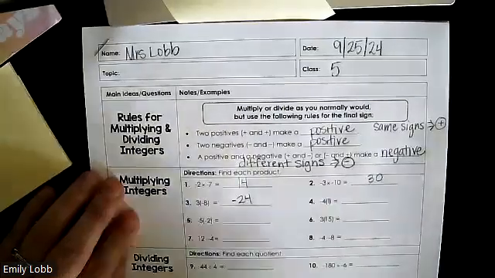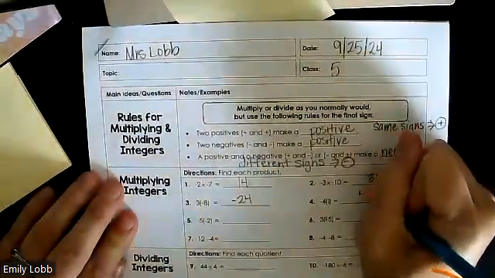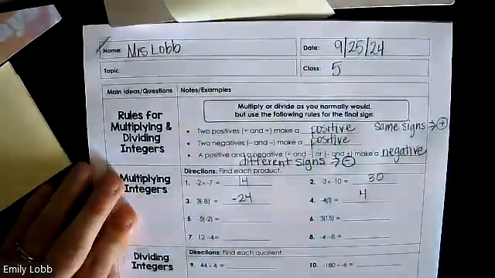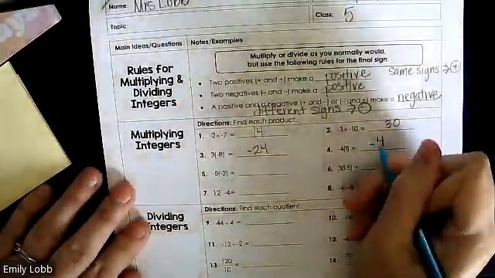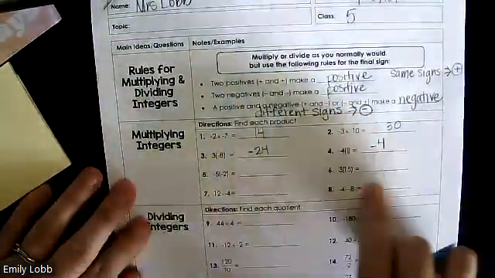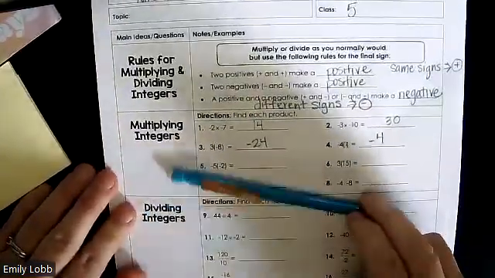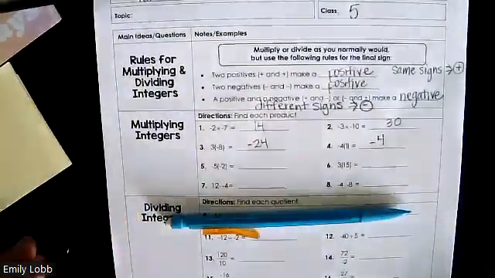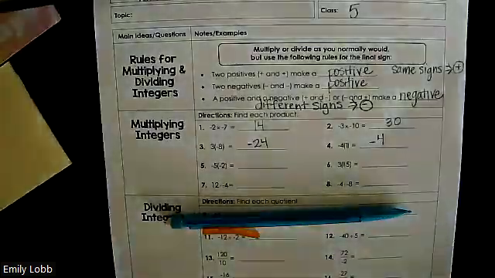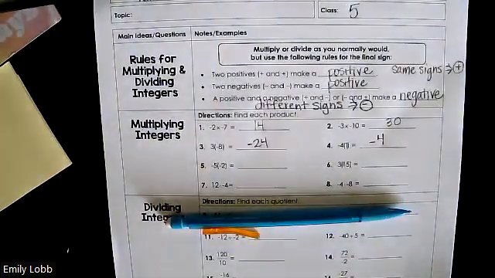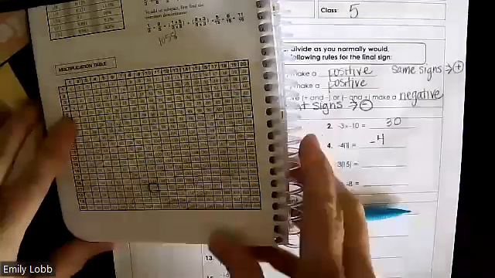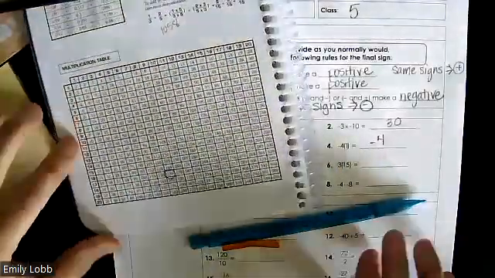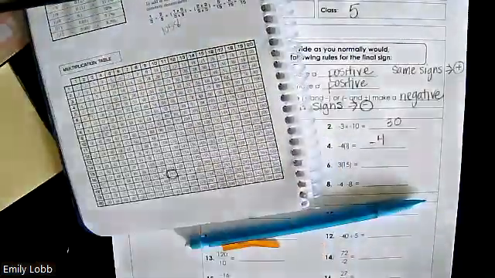4 times 1 is what? 4. But our signs are different, so our answer is negative. All right, go ahead and try the next 4 in this section real quick, so I'm sure you know what you're doing. Try those out. Hopefully we're multiplying. If we're struggling with multiplication, by all means, use your multiplication table. This is in your planner.